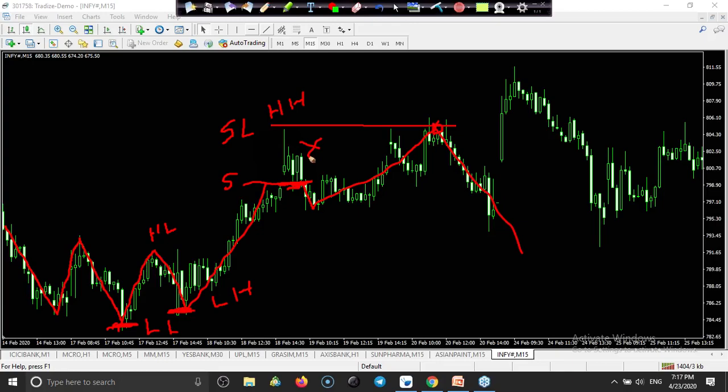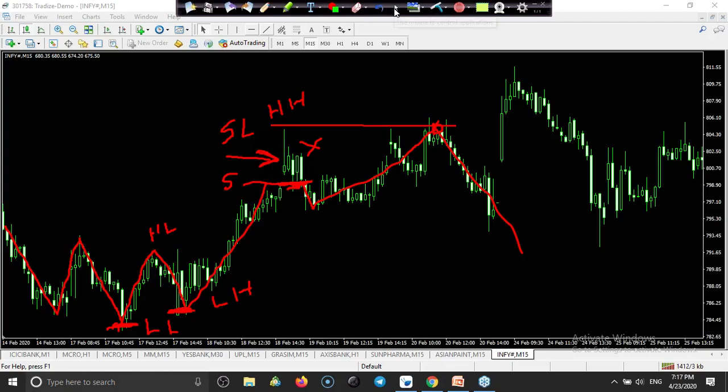Why is it not working exactly? Because these candlestick patterns are not appearing in the right direction. Is it clear? These candlestick patterns are not appearing in the right direction. We need the right direction and the right place.